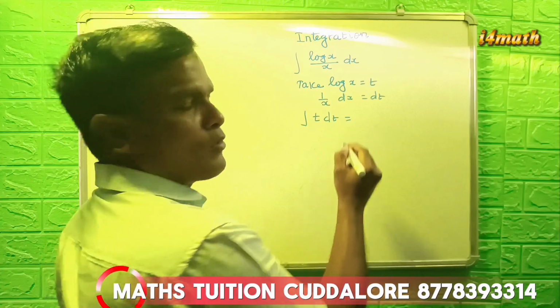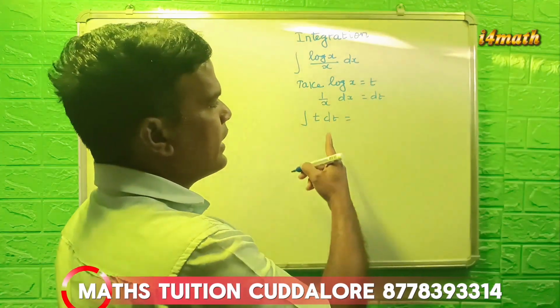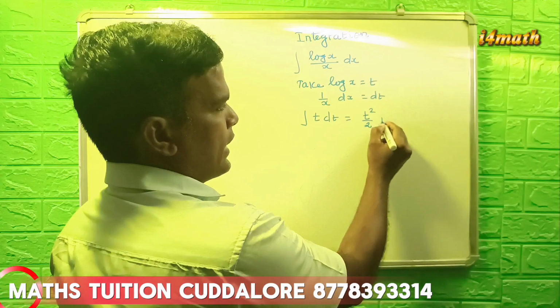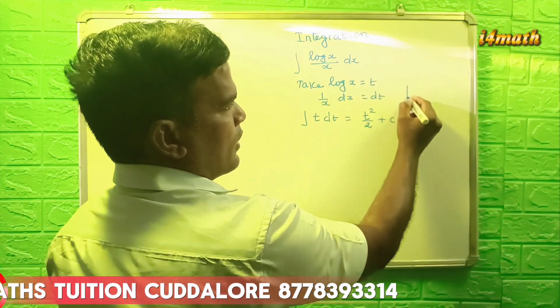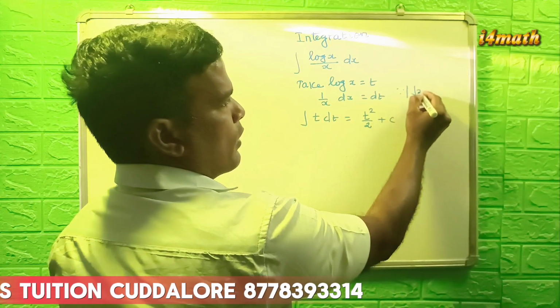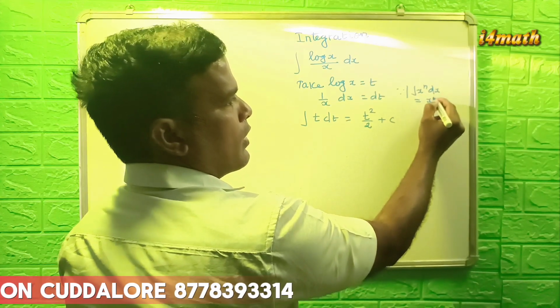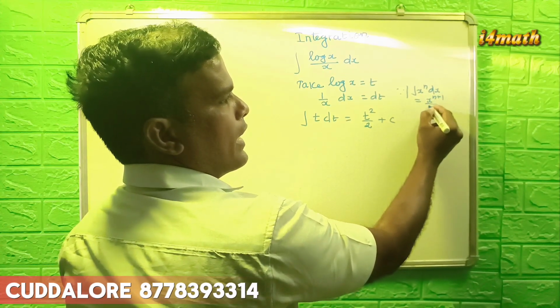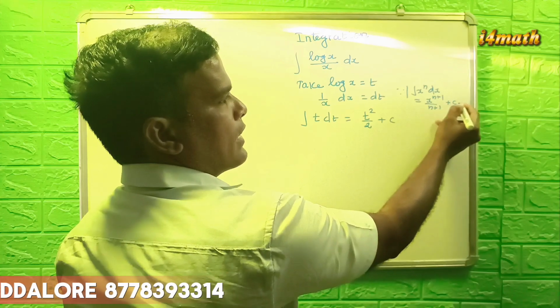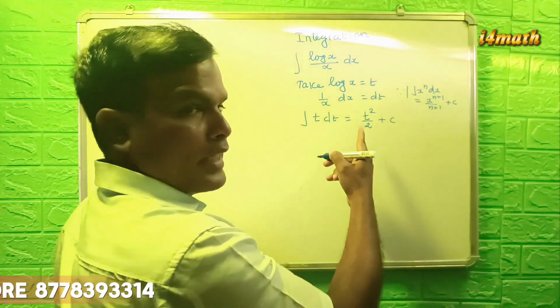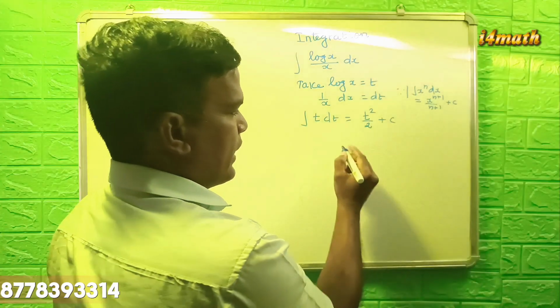So what is the formula for the integration of t dt? That is t square by 2 plus c, because the integral of x to the power n into dx is equal to x power n plus 1 by n plus 1 plus c. So using this formula, we can integrate the integral of t dt as t square by 2 plus c.